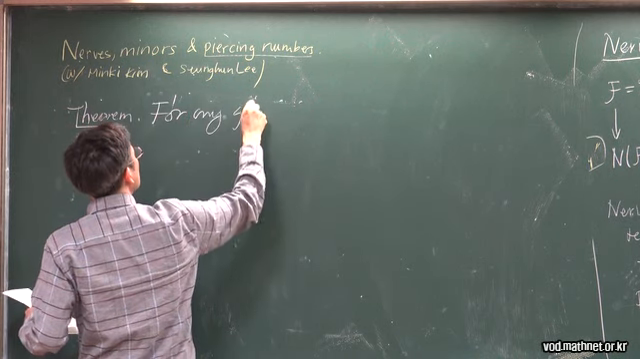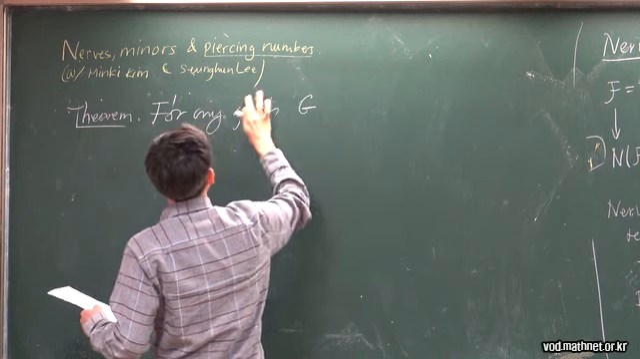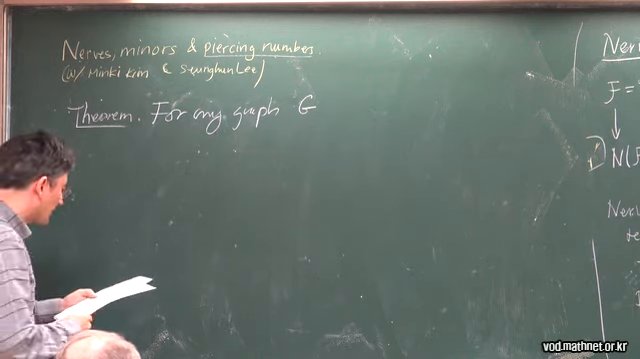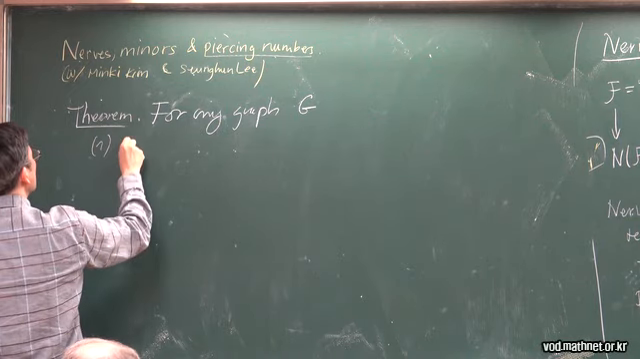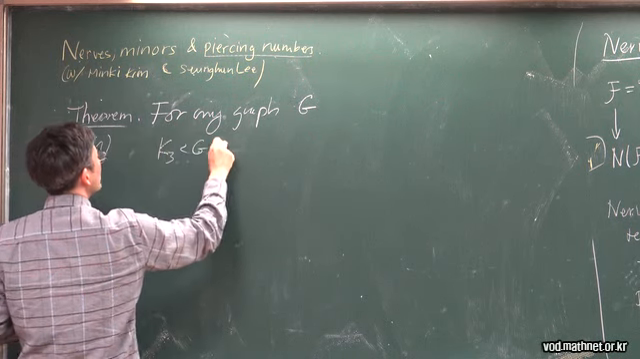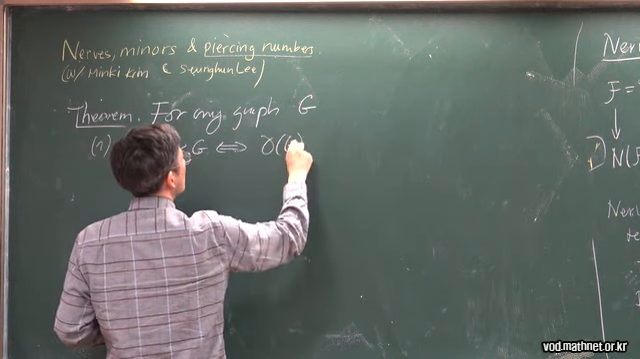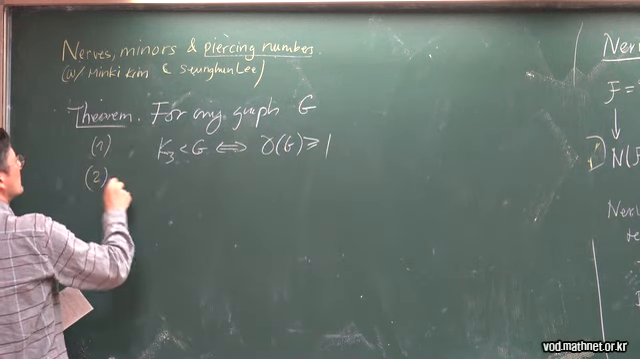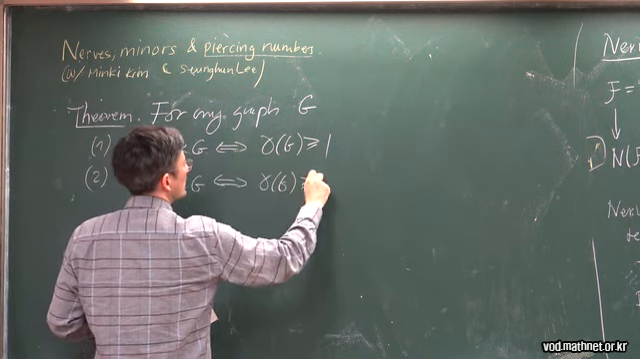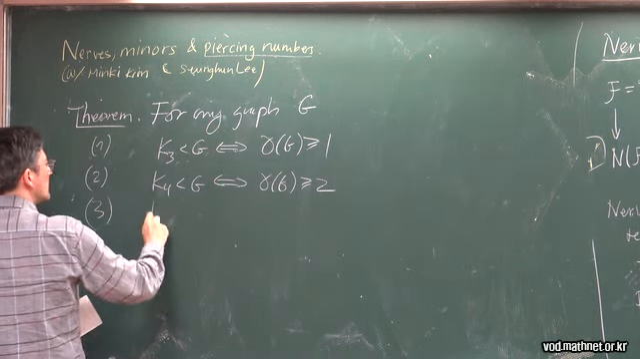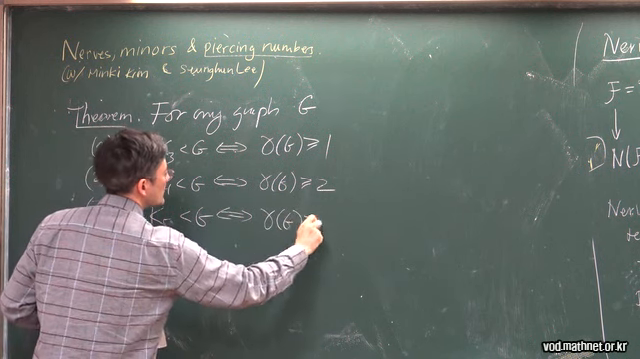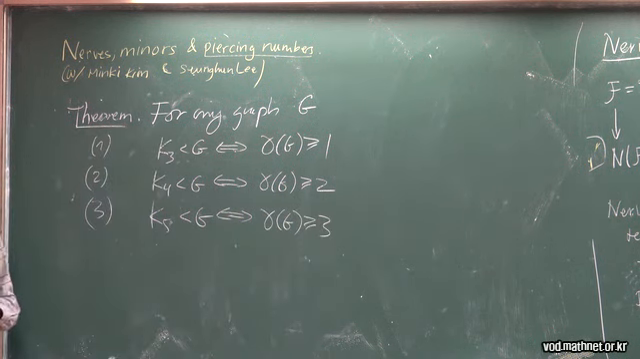For any graph G, and although I'm not writing it, usually we just consider connected graphs. It's not really a big restriction. So K3 is a minor in G if and only if the dimension is at least 1. K4 is a minor in G if and only if the dimension is at least 2. K5 is a minor in G if and only if the dimension is at least 3. And that's how far we could get.